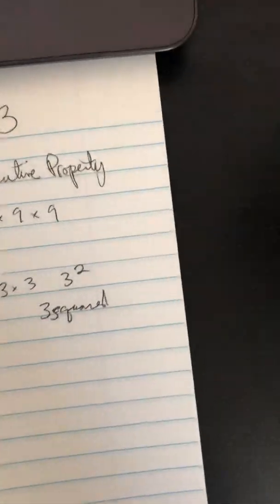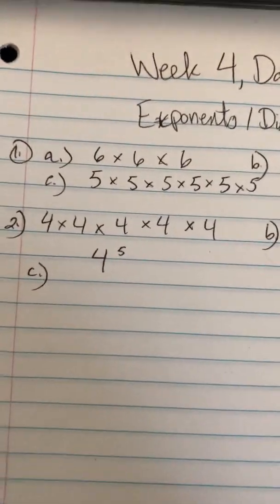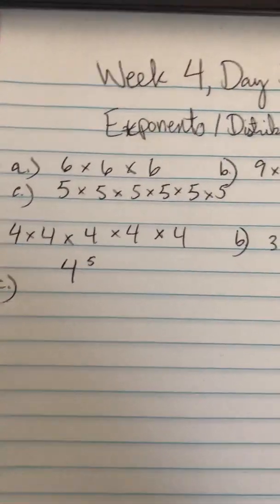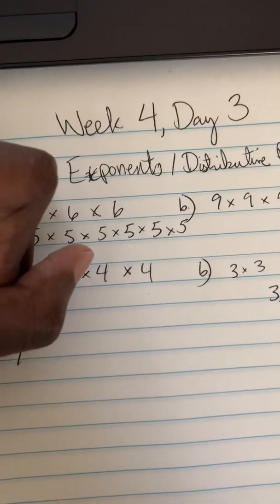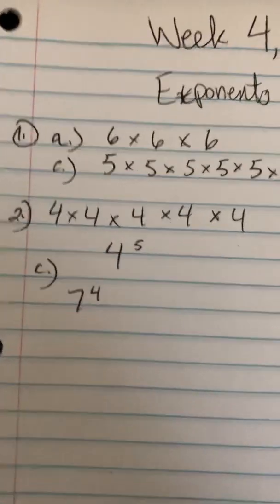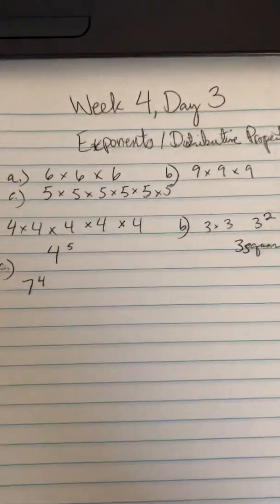All right, and letter C. Let's do letter C, and letter C is 7, 1, 2, 3, 4. So we're just going to write it 7 to the 4th power. Right, that's it. So now we just check all the ones that we see that are like what we wrote on our paper, and we good.